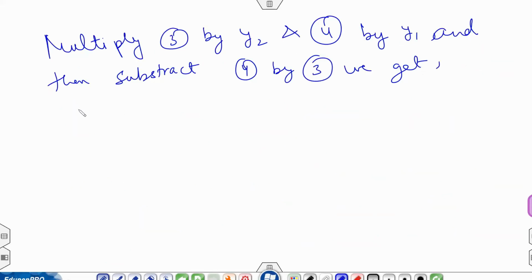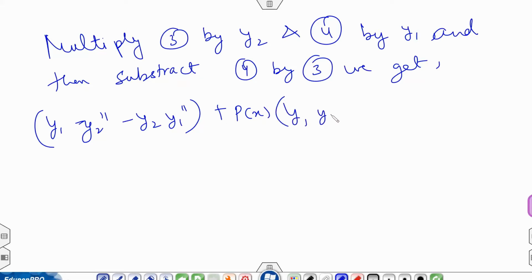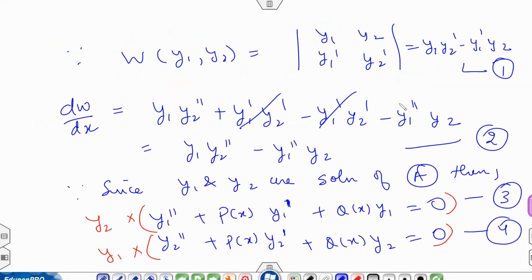Finally we will get y1 y2 double dash minus y2 y1 double dash plus px (y1 y2 dash minus y1 dash y2) equal to 0. Now this implies that what? You can already see that my dW by dx is coming out to be this.